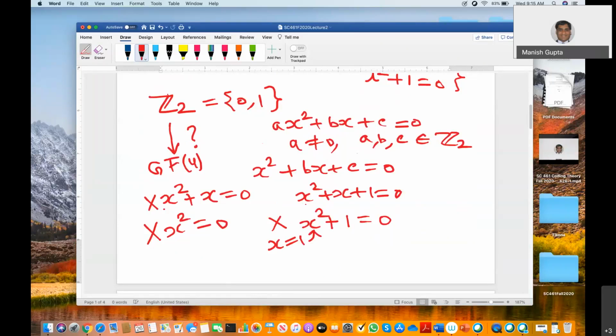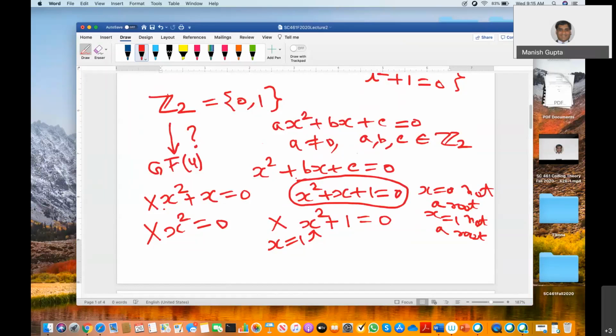Now if we look at x square plus x plus 1, if I put x equal to 0, we will get 0 plus 0 plus 1, so x equal to 0 is not a root. What about x equal to 1? If I put x equal to 1, 1 plus 1 plus 1 is 3, modulo 2 it is 1. So not a root. Since the ground field has only 2 elements, I checked that both elements are not roots. So this is the equation that we should look at.